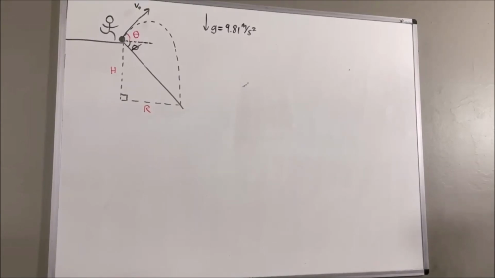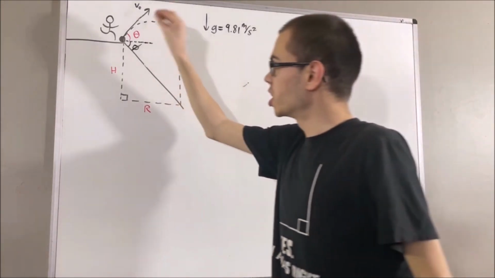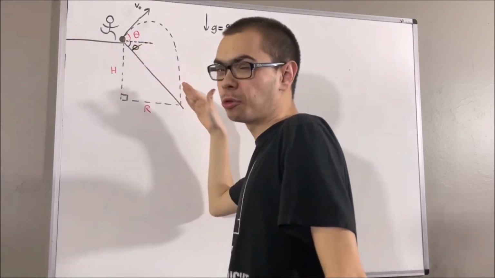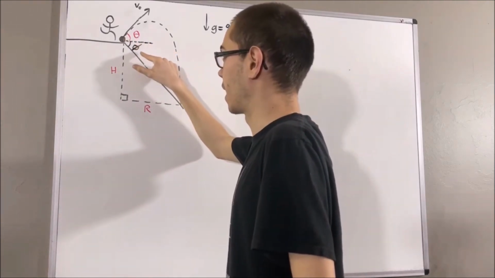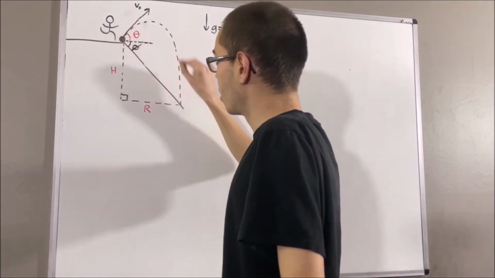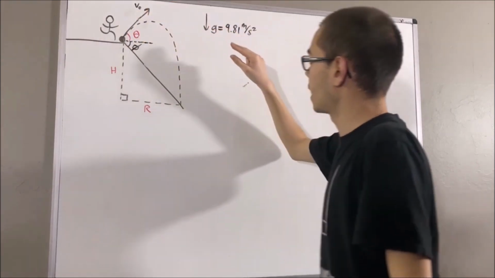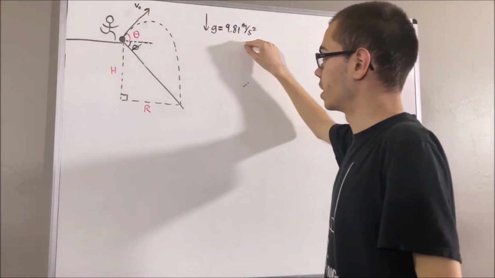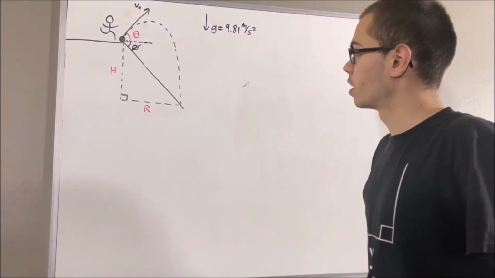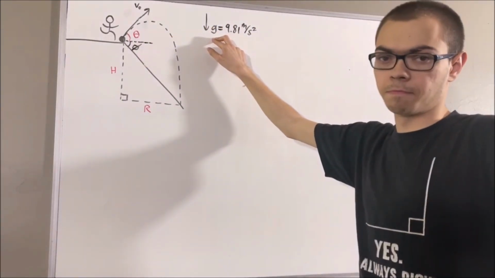Hello! In this video, we consider the following problem. Suppose a ball is kicked into the air above a hill that is angled downward at an angle phi. And we'll say that when the ball is kicked into the air, the ball is kicked with an initial speed v0, and of course the acceleration due to gravity is downward at 9.81 meters per second squared. So these are the three quantities that we are given.